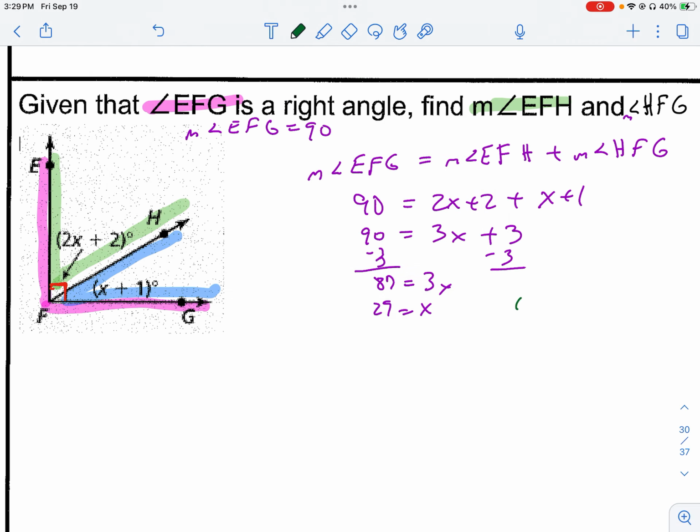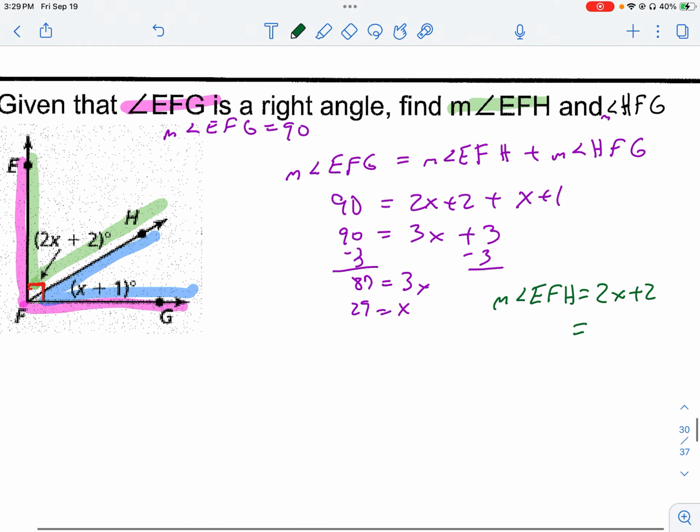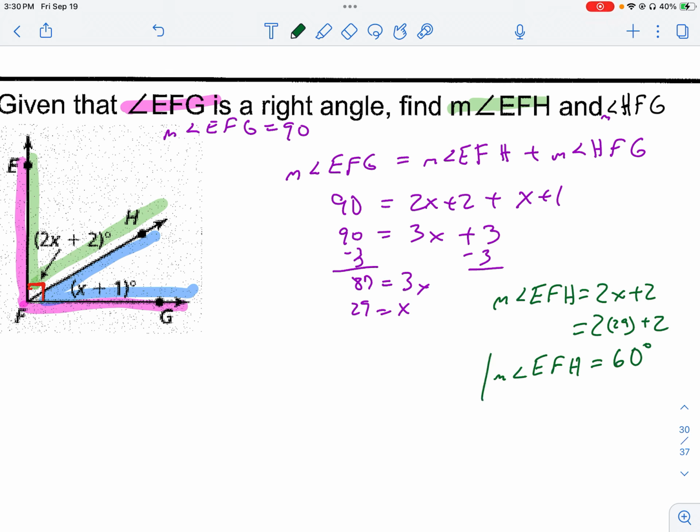So let's find the measure of angle EFH, which is 2x plus 2. So x is 29. 2 times 29 is 58 plus 2 equals 60. So the measure of angle EFH is 60 degrees.